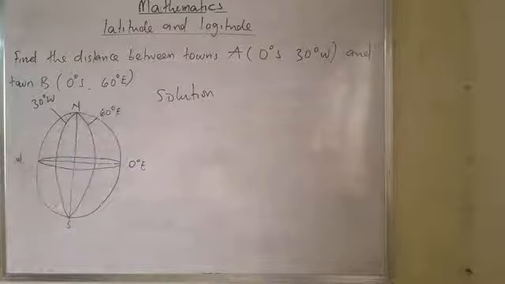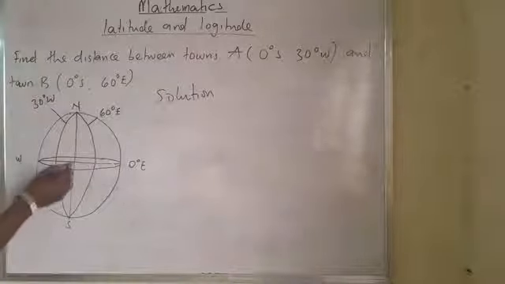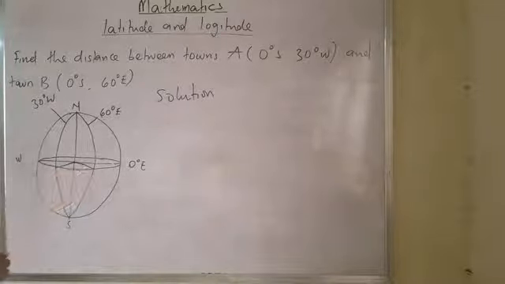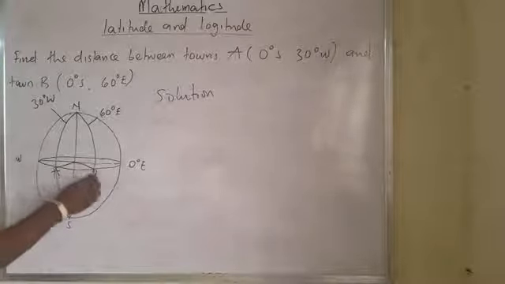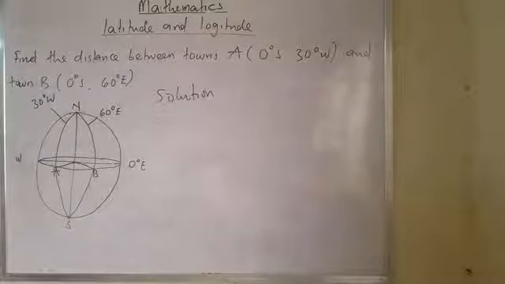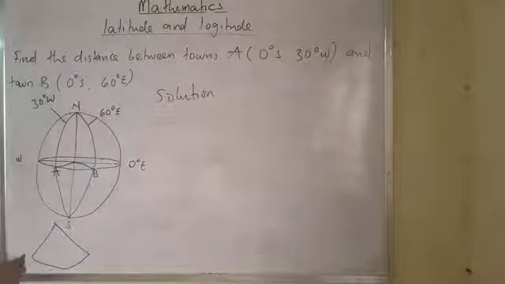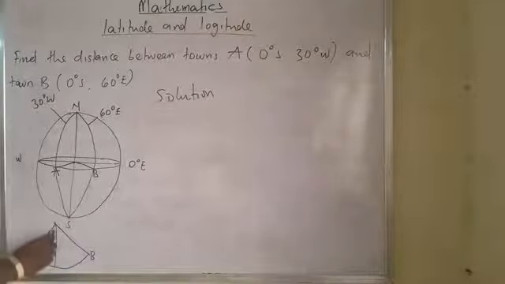Now, we are talking about the distance between this and this. It means the distance is here. I will call this place A, I will call this place B. Now, for better understanding, I can try to have it this way, which I will be having A and B. Here will be 30, here will be 60.